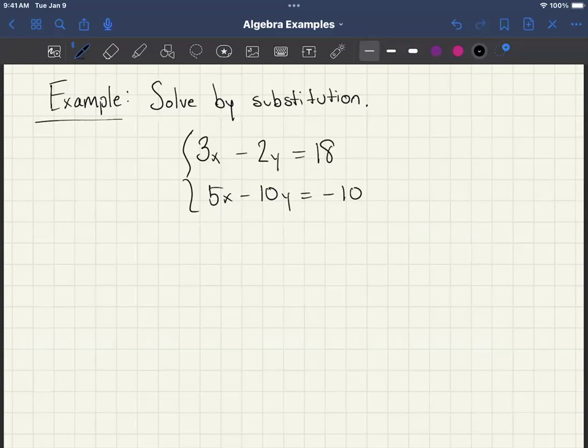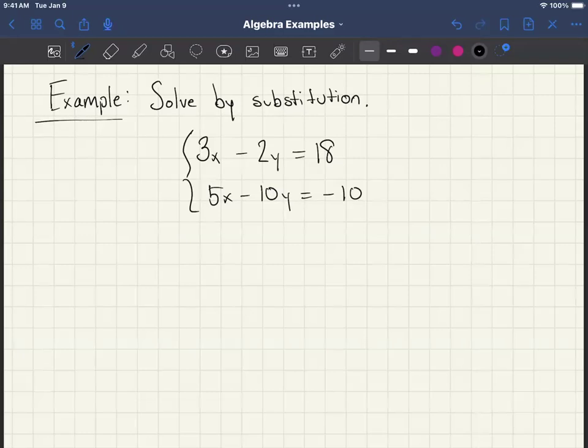Let's get to the question for today. So we're asked to solve by substitution the system of equations. These are linear equations. And the method to solve by substitution is usually the one that students know the best. So you are probably familiar with it from other classes. If you have not seen it before, don't worry, it's pretty straightforward.